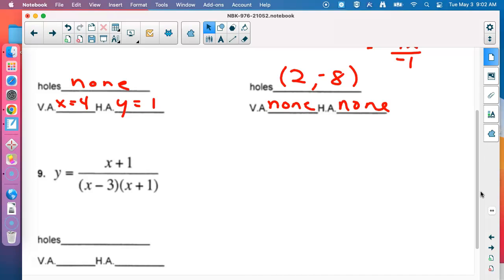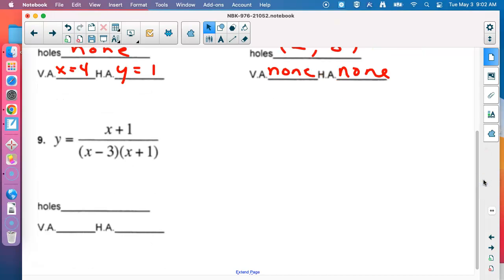So now we're definitely into section 8.3. Number 9, is this one going to have any holes? Where? Careful. People said 1. You're super close. Good, -1. Because these two would cancel out, and that's the zeros.